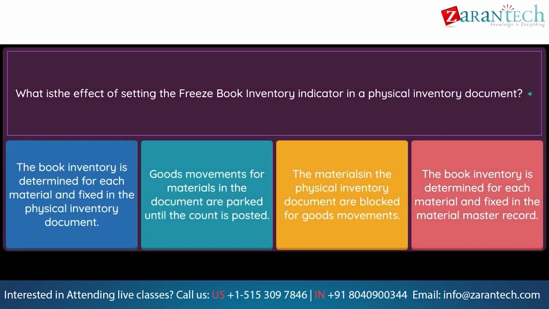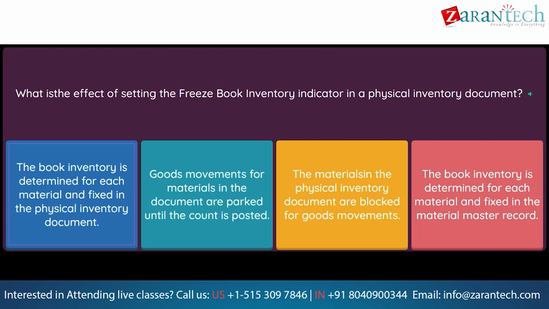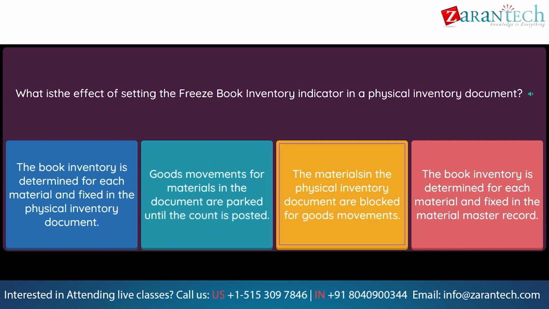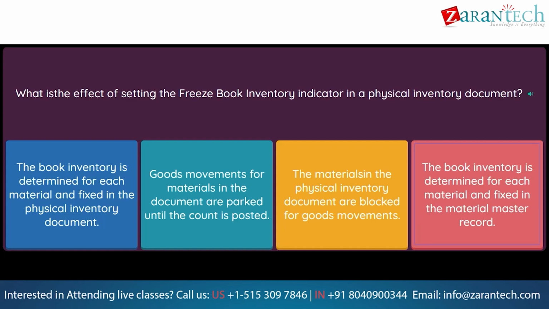Question: what is the effect of setting the freeze book inventory indicator in a physical inventory document? Option 1: the book inventory is determined for each material and fixed in the physical inventory document. Option 2: goods movements for materials in the document are parked until the count is posted. Option 3: the materials in the physical inventory document are blocked for goods movements. Option 4: the book inventory is determined for each material and fixed in the material master record.